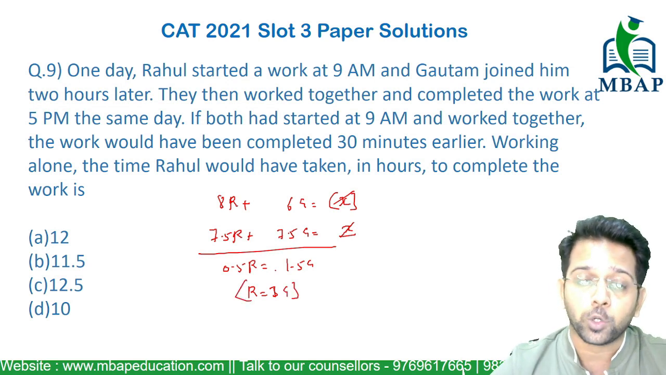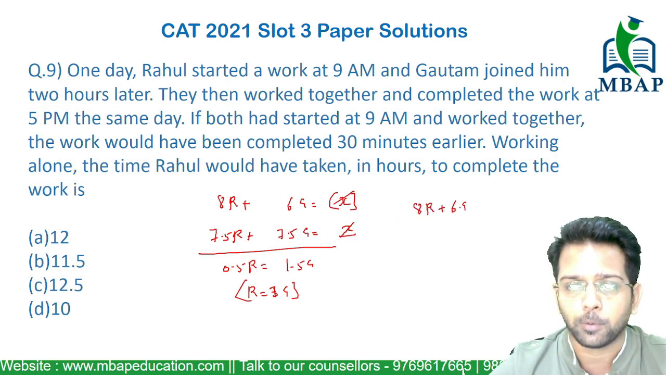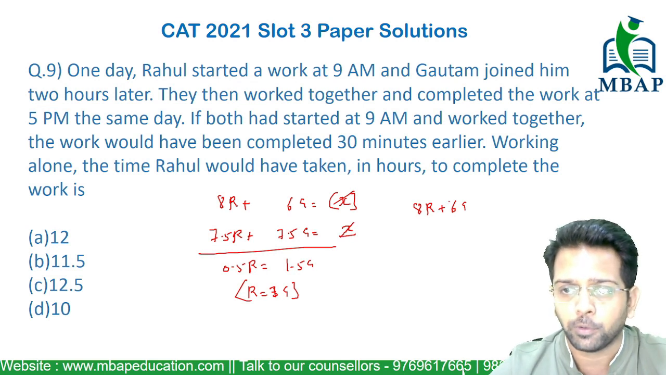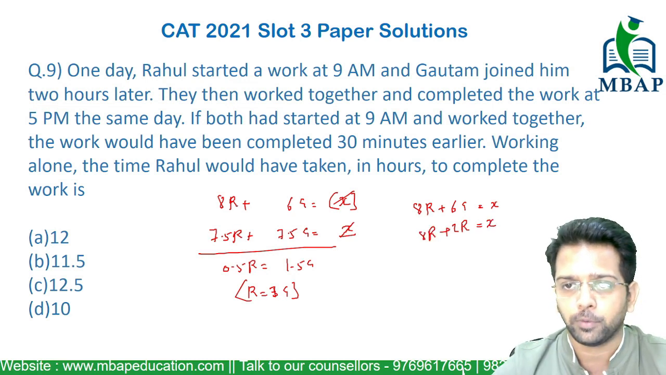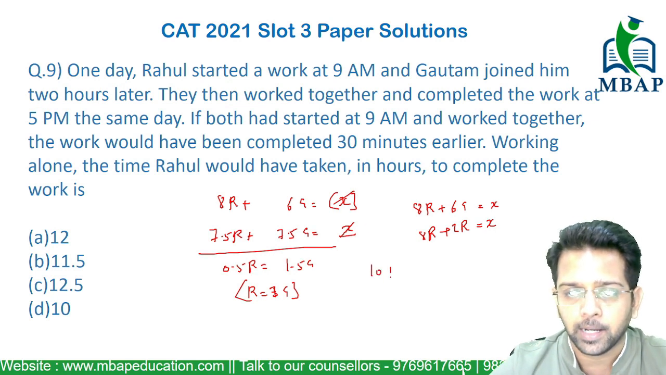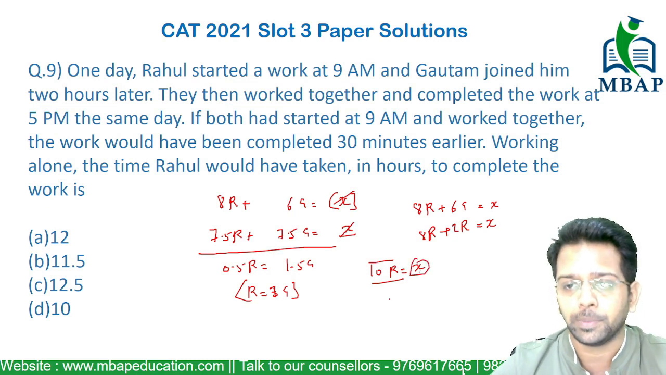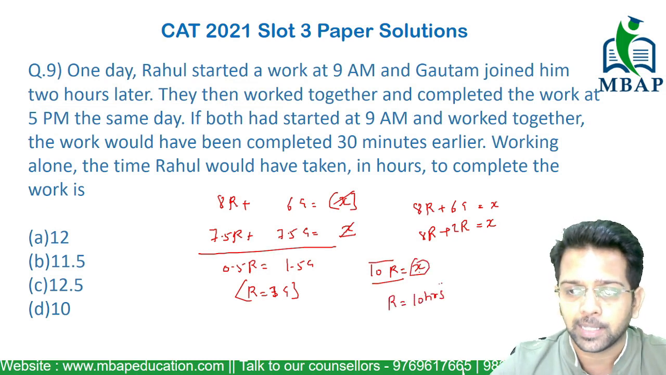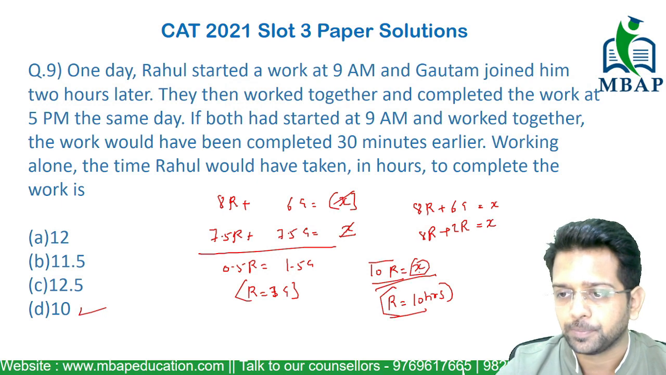Now you want to find the amount of time Rahul is going to take. You know, 8R plus 6G is the total amount of work which will be done, right? Which is X. Now we have got R is equal to 3G, so 6G will be equal to 2R. So 2R plus 8R will also be able to do the same amount of work. Now 8 plus 2 is 10R, so 10R should be able to do the entire work alone. Which means 10 times R's hourly work should be equal to the total work, which means R will be able to do the entire work in 10 hours. Easy question. You got option number D to be the final answer for this question.